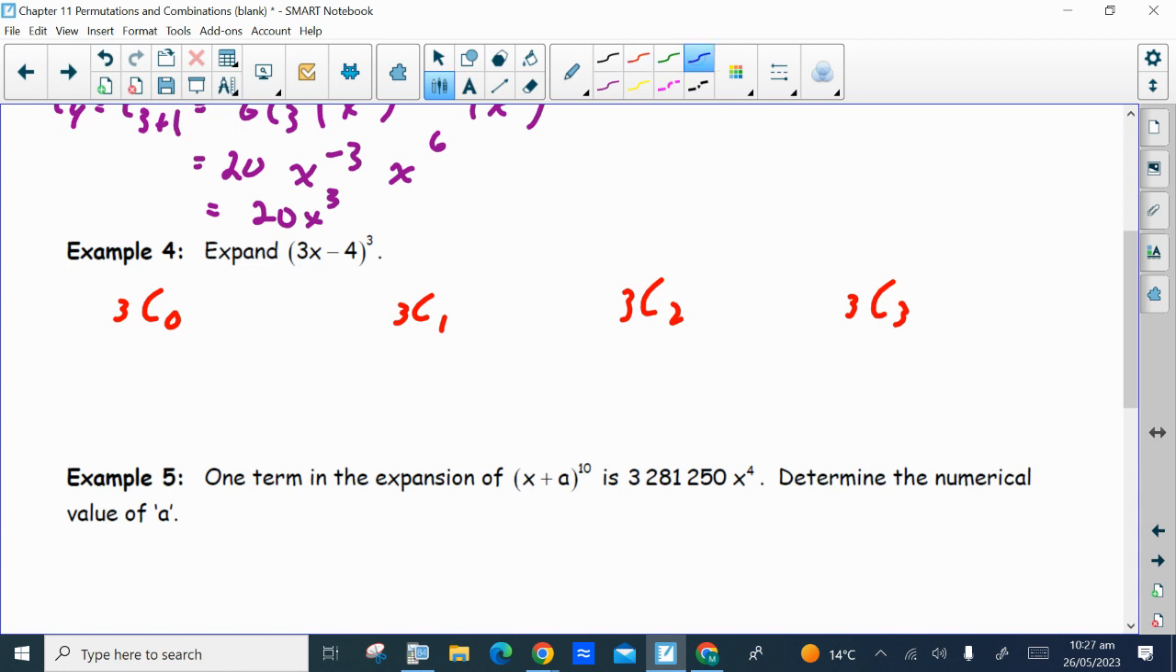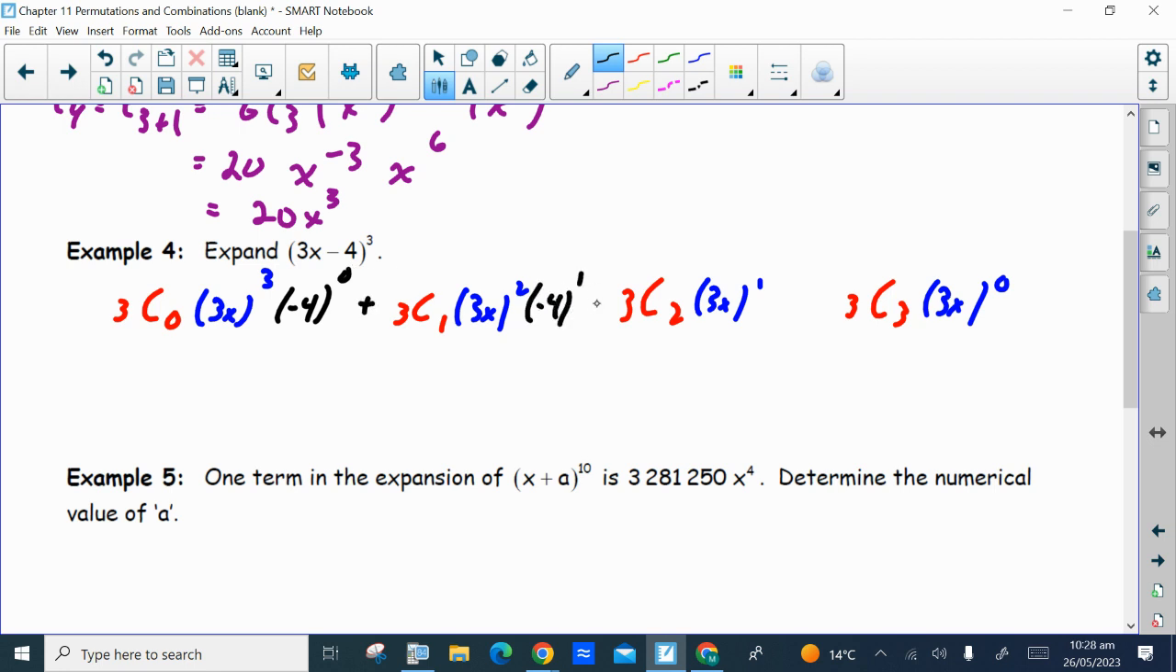So that's the first step. Second step, the first term of the binomial is 3x. For our first term, that power will be n, in this case 3. And then those powers will decrease by 1 as you go term to term. The second term of the binomial is negative 4. That will start with the power 0, and it'll increase by 1 as we go term to term.